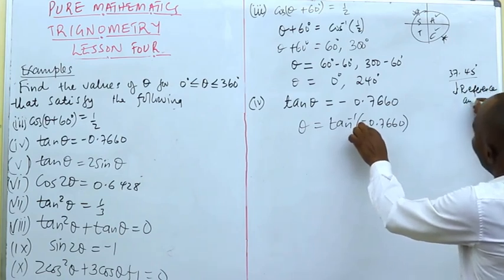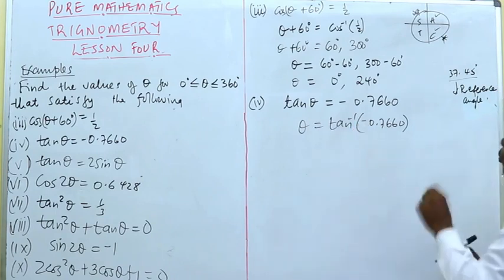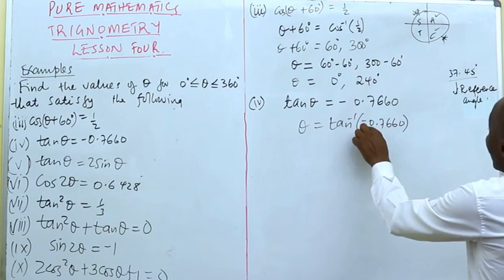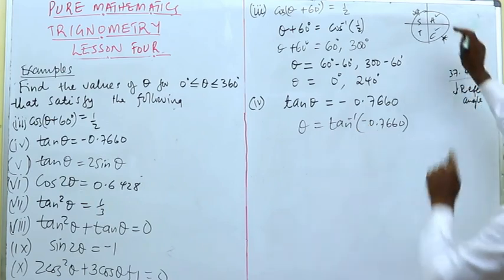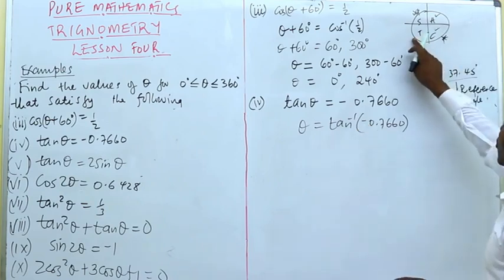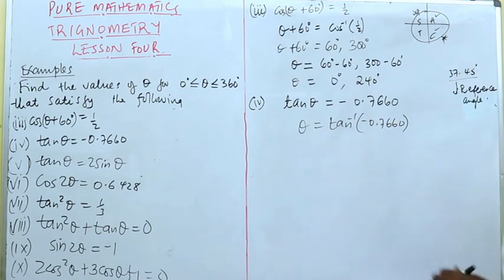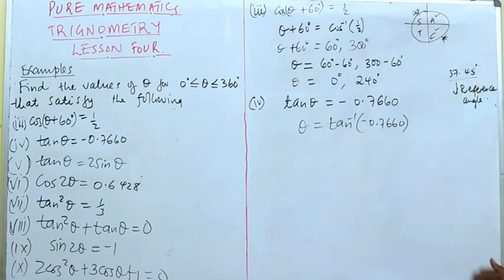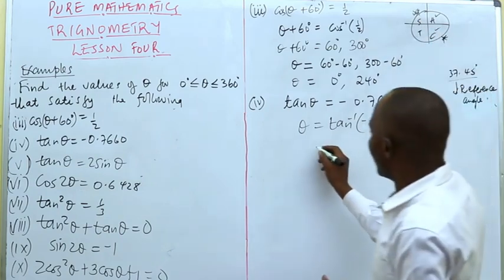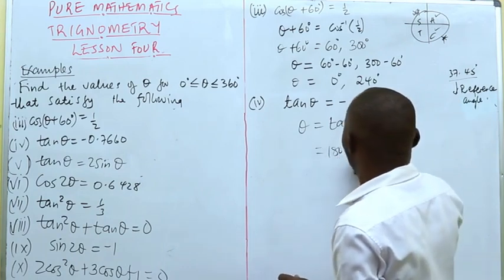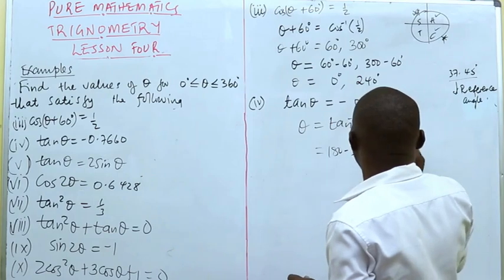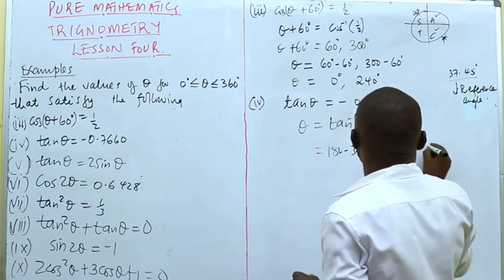Why am I calling it the reference angle? It is the one that we are going to use. Tan is, this is negative, remember. Tan is only positive in the first and third. So if we are given a negative ratio, we are supposed to consider the equations in the second and third to get what is required. And that is none other than 180 minus 37.45 and 360 minus 37.45.